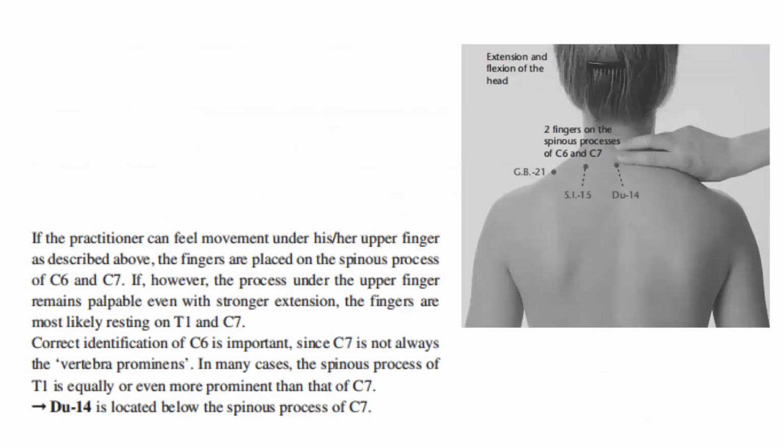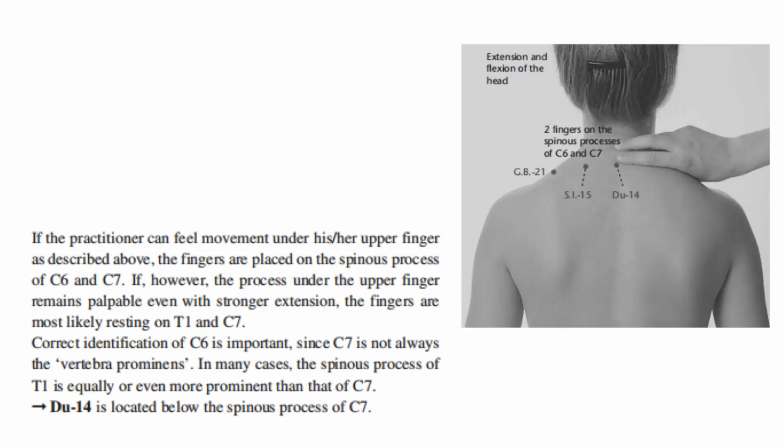If the practitioner can feel movement under his upper finger, the fingers are placed on the spinous process of C6 and C7. If, however, the process under the upper finger remains palpable even with stronger extension, the fingers are most likely resting on T1 and C7.